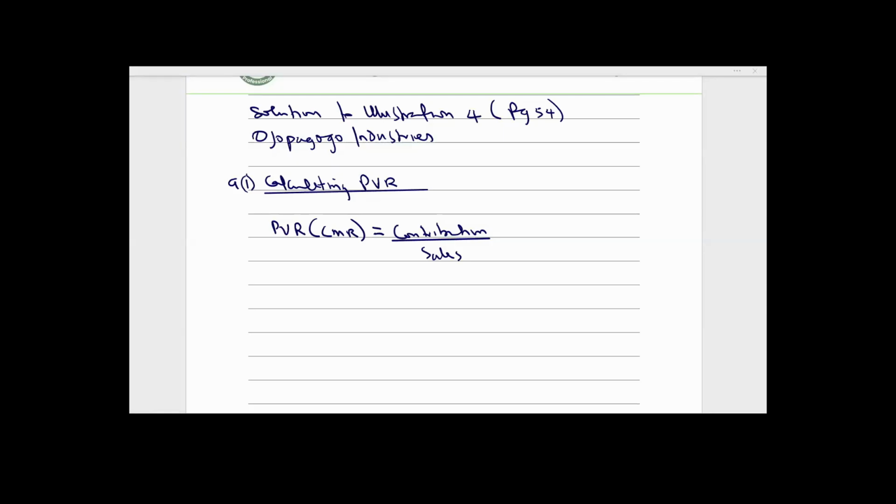Therefore, 200,000 divided by 1 million. So here will be 200,000 over 1 million naira. This will give us 0.2 or 20%.